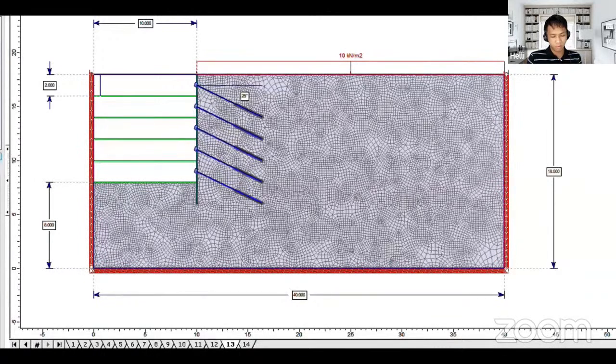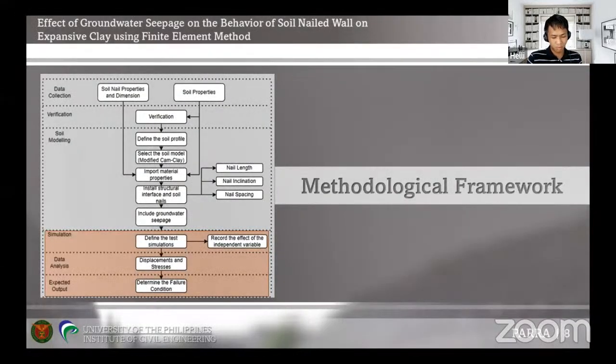And lastly is the addition of ponded water resulting into a seepage of water underground. Different test simulations will be done by varying the seepage of the groundwater, where stresses and displacement of the soil and the support will be analyzed. And last will be the determination of the failure conditions of the support and the wall.